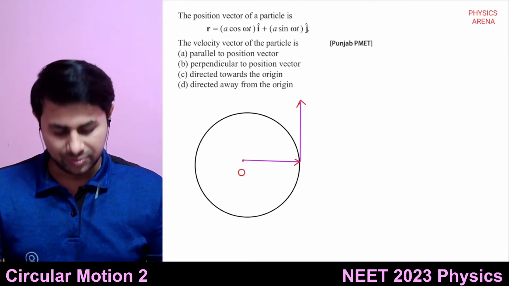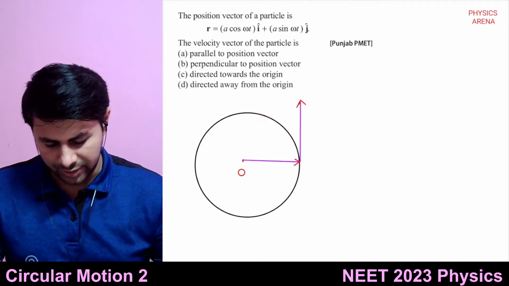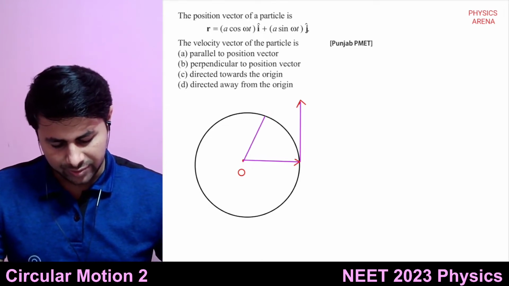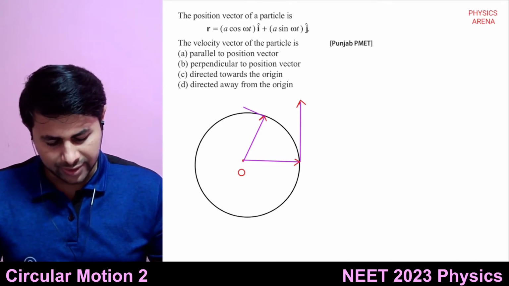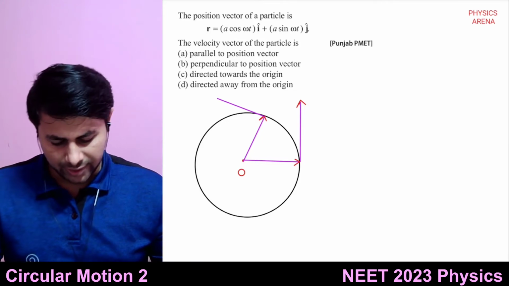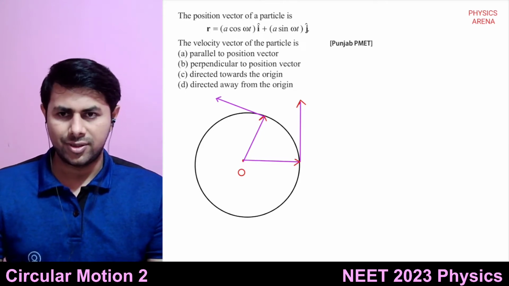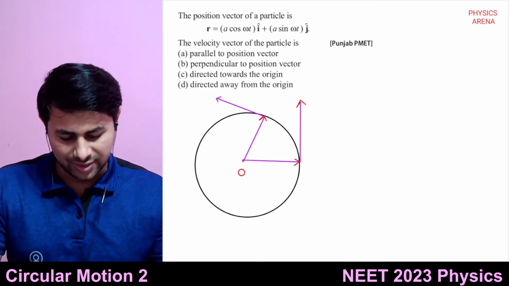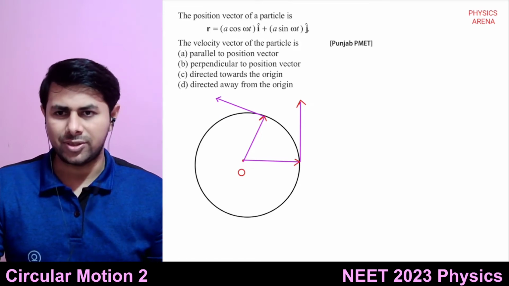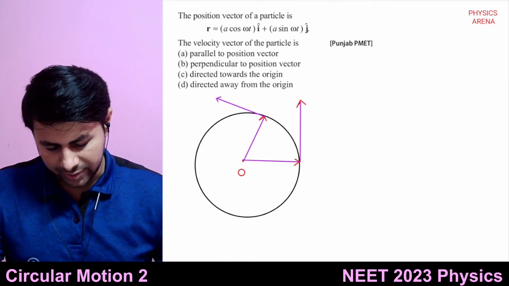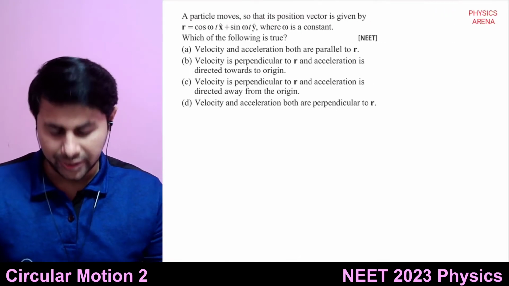It's 90 degrees. When the object moves to this point, the position vector will be this one. The velocity vector will be directed like this, right? So the angle will remain 90 degrees. You got this? What is the answer then? Perpendicular to position vector. Okay, this is the answer. Very simple. Okay, let's move on to the next question.